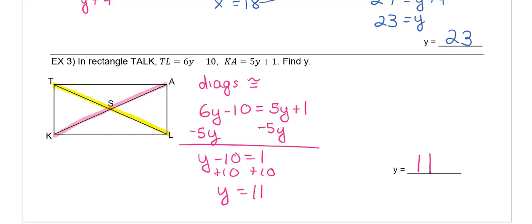So those were some examples of using properties of rectangles. Please make sure you have those properties from the beginning of the video written down. Go ahead and turn the page. There's a few in-class practice problems and review problems. When you are finished, check in with your teacher. Thanks.